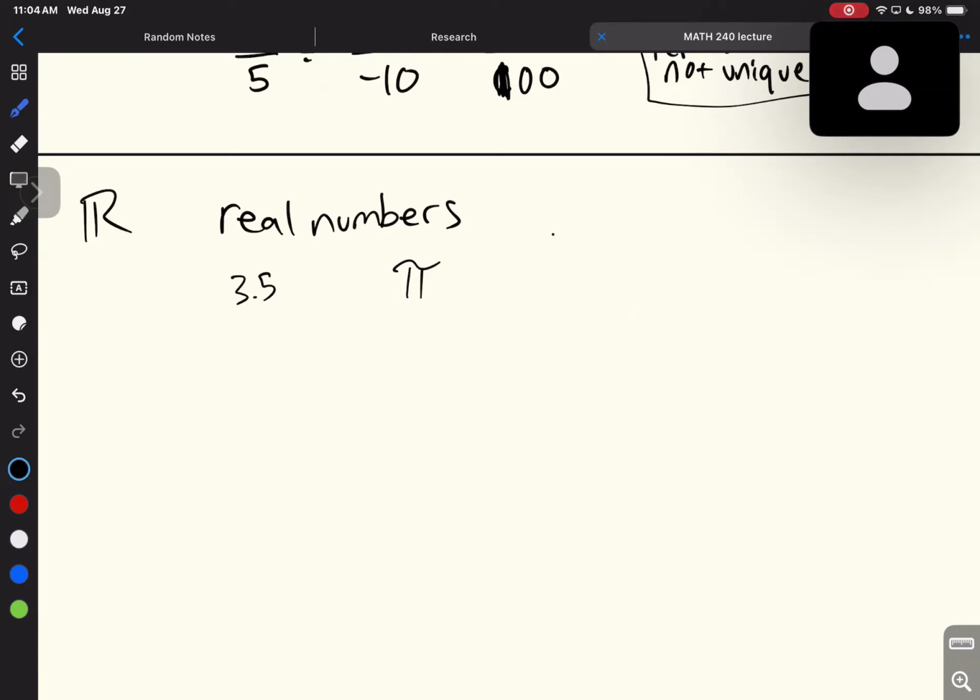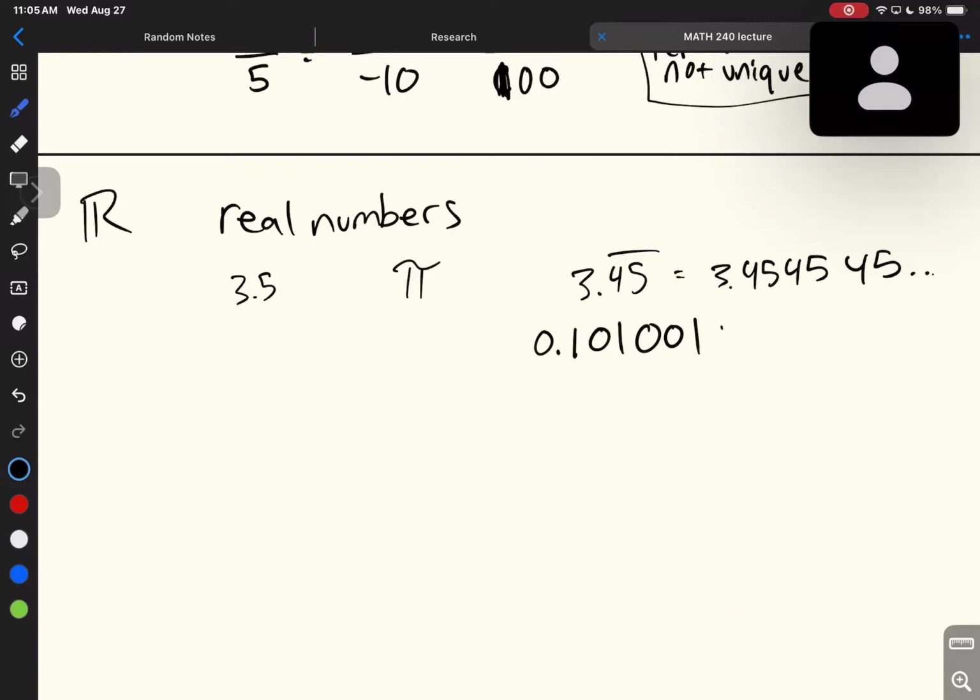So the book says there's decimals, periodic decimals, like 3.45, which is 3.454545, and so on. Non-periodic, they give an example of 0.101001 0001, and so on, where we increase the number of zeros. So this is not a number that we can just write a bar over. It's more complicated than that. This is also a real number.